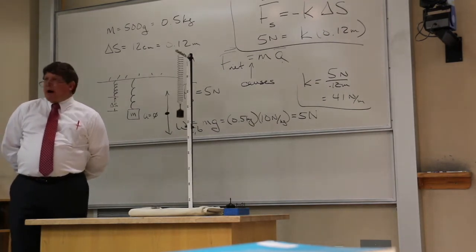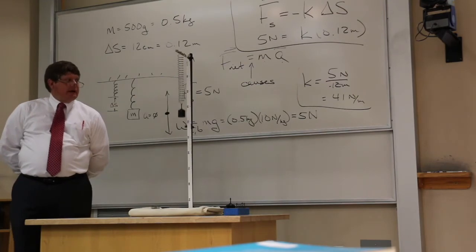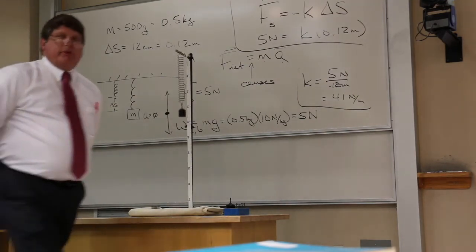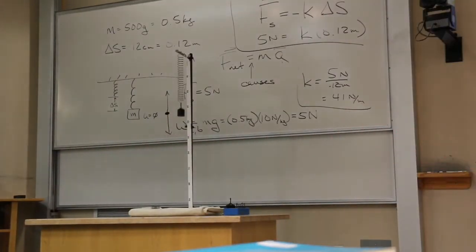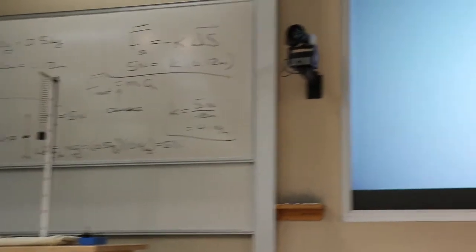A mass bobbing up and down on a spring. And we call that simple harmonic motion. The most important word there is simple. And I'll explain to you in a little bit why it's simple.